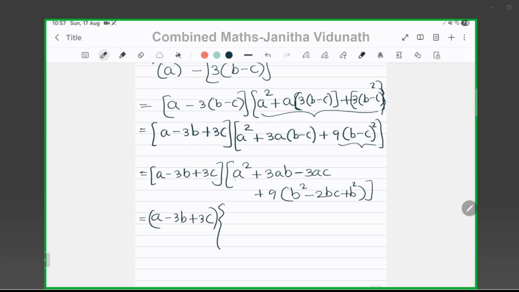Here then we get a minus 3b plus 3c times, here we have a square term, and plus 9, here we have b square term, here we have c square term. We group together all these square terms. Then we get a square plus 9b square plus 9c square. Then the remaining terms are 3ab minus 3ac minus 2bc.